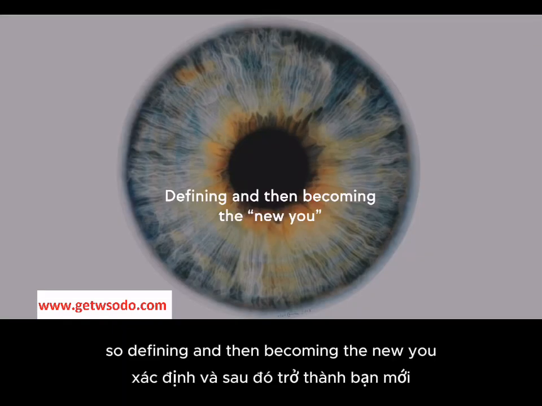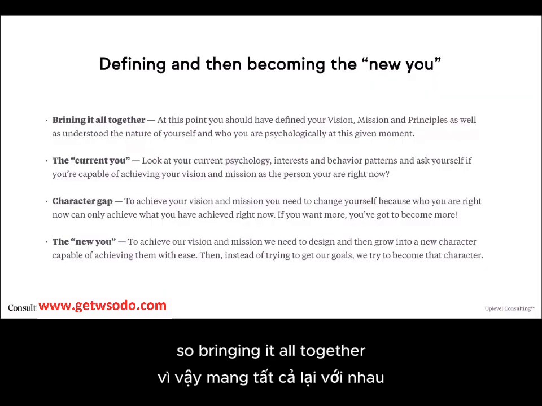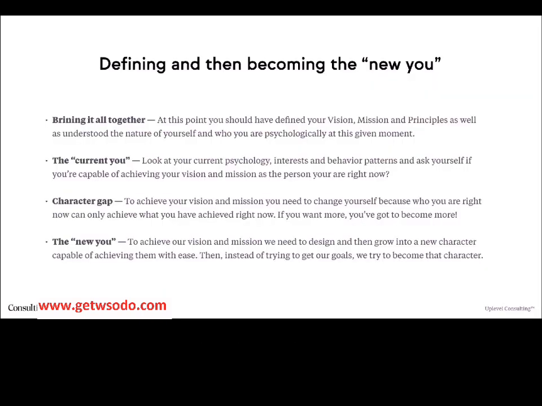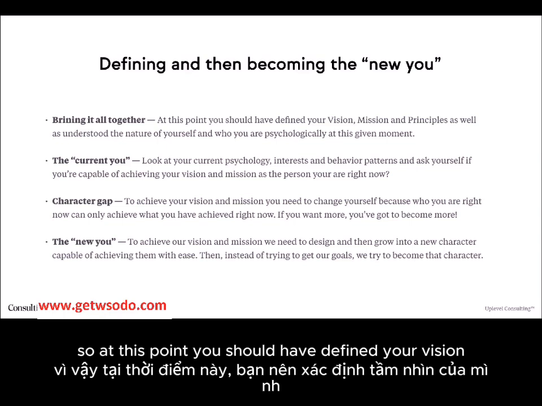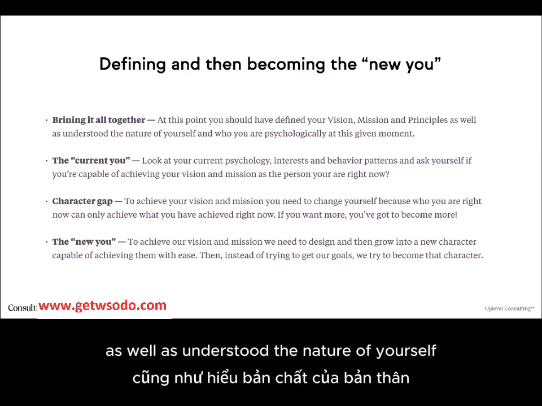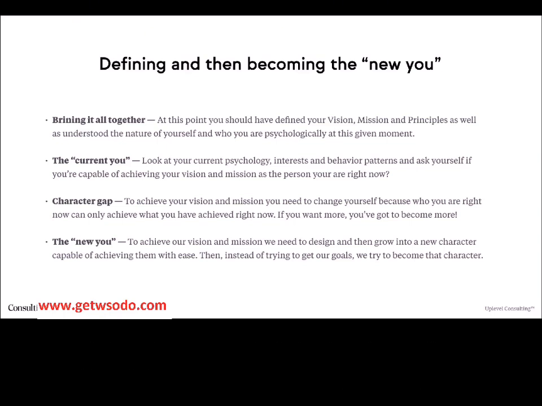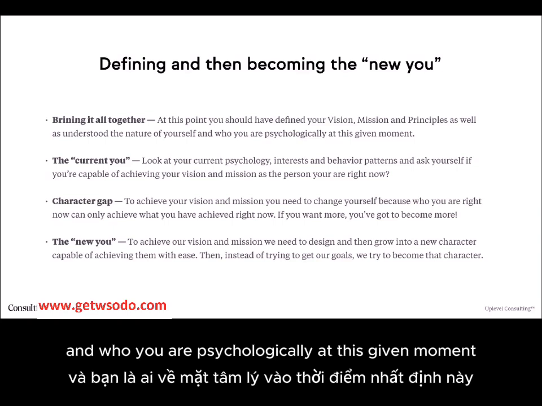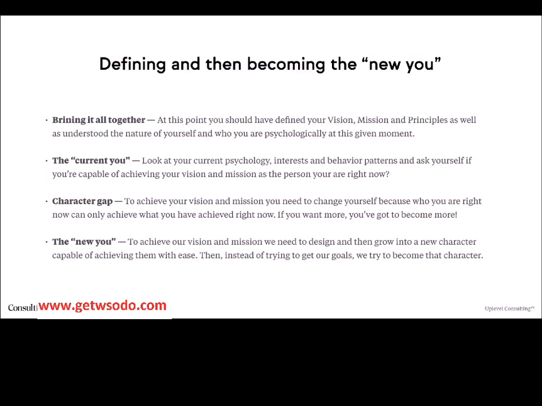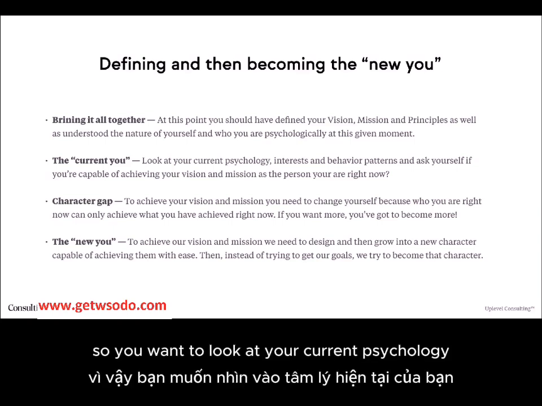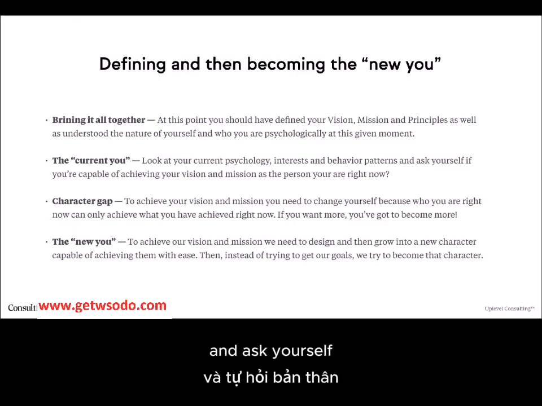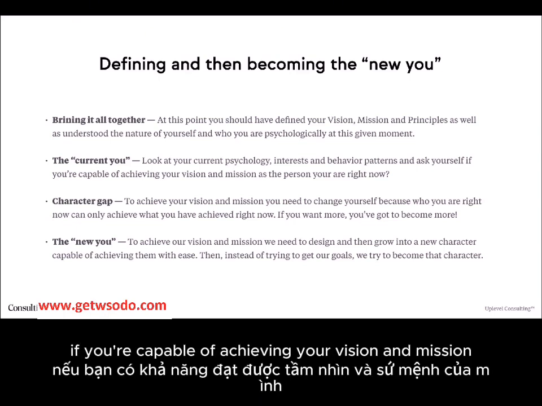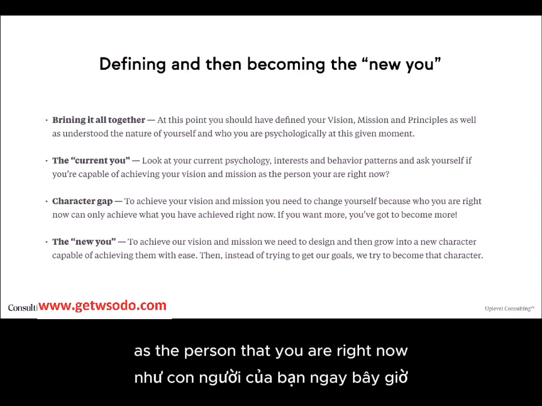So, defining and then becoming the new you. Bringing it all together. At this point, you should have defined your vision, mission, and principles, as well as understood the nature of yourself and who you are psychologically at this given moment. So you want to look at your current psychology, interests, and behavior patterns and ask yourself if you're capable of achieving your vision and mission as the person that you are right now.